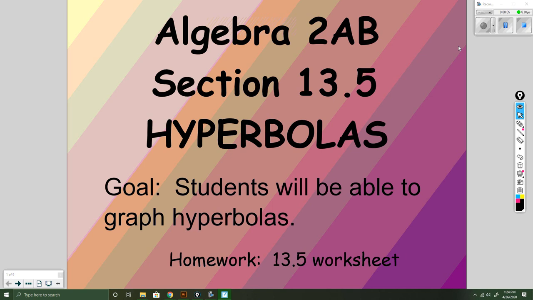Today we're going to talk about hyperbolas, which is section 13.5. Our goal is going to be to just graph hyperbolas. There are a lot of different features of hyperbolas, and we're just going to mainly talk about the ones that will allow us to graph a rough sketch of the hyperbola. We're not going to get into very complicated things in this lesson. All right, so let's get started.